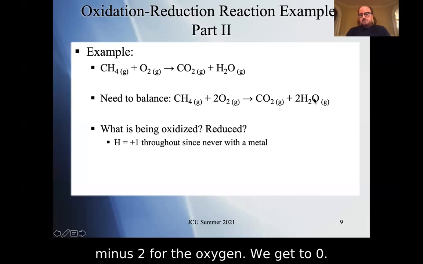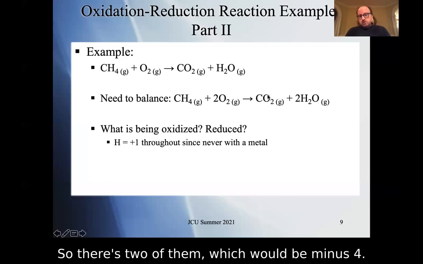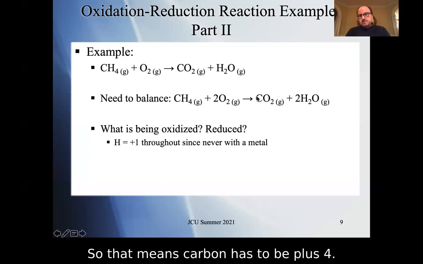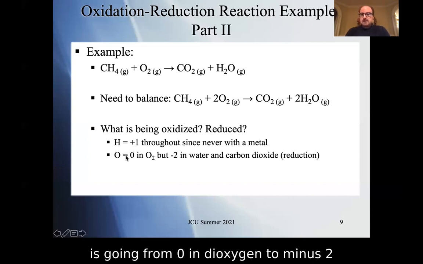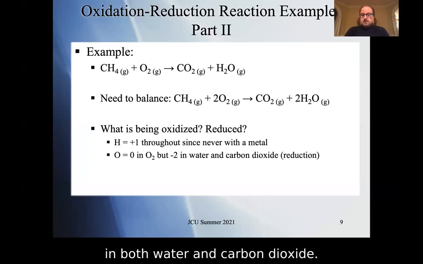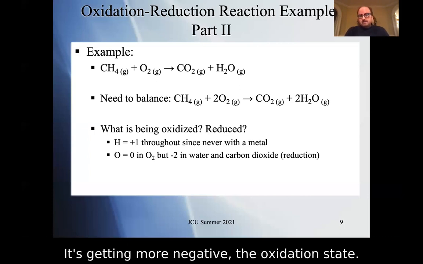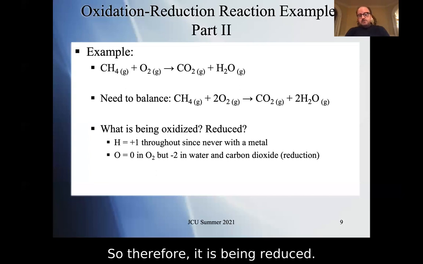So that would be a total of +2 for the hydrogens, -2 for the oxygen. We get to 0. For CO2, again, oxygen is -2. So there's 2 of them, which would be -4, and then it's neutral, so that means carbon has to be +4. So what we can see is that oxygen is going from 0 in dioxygen to -2 in both water and carbon dioxide, right? So it's being reduced. It's getting more negative, the oxidation state. So therefore, it is being reduced.